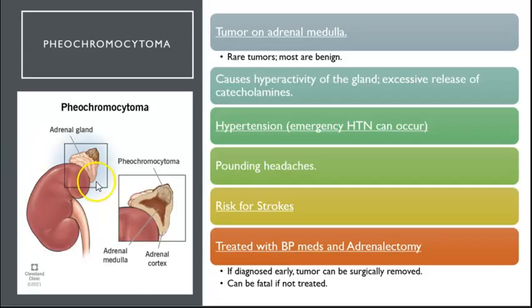Now your pheochromocytoma, this is the tumor that sits on top of those adrenal glands. It's rare. Most of the time it's benign. It's going to cause hyperactivity of the gland. Anytime you see a tumor on a gland, think hypersecretion. So you'll see hypersecretion of your catecholamines, your cortisol, all of the above. Think hypertension, very salty, lots of cortisol, lots of fight or flight, pounding headaches, risk for seizures and stroke. So we want to treat with blood pressure medications and remove the adrenal gland. Hopefully, they can catch it in time.